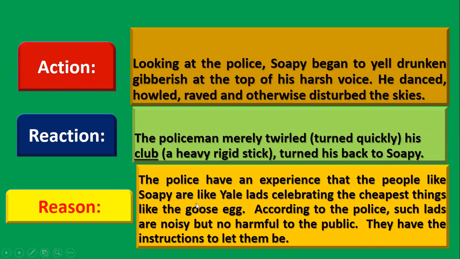Now see in an analytical way. Action: looking at the police, Sophie began to yell drunken gibberish at the top of his harsh voice. He danced, howled, raved, and otherwise disturbed the skies. Reaction: the policeman was looking at him. The policeman merely trailed his club and turned his back to Sophie. That is, he neglected him. Reason? See, we could get the reason. The police have experience that people like Sophie are like lads celebrating the cheapest things like goose eggs. According to the police, such lads are noisy but not harmful to the public. They have instructions to let them be.